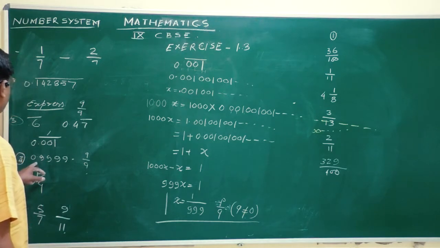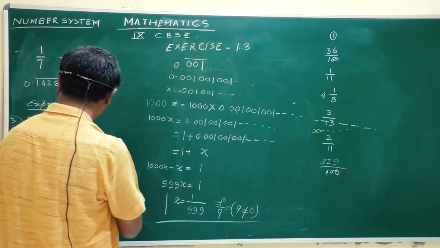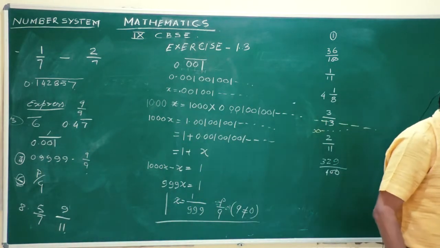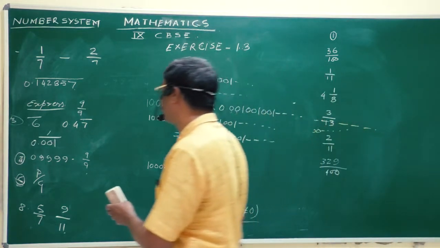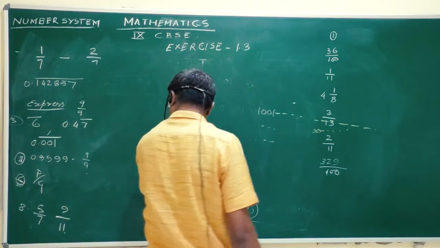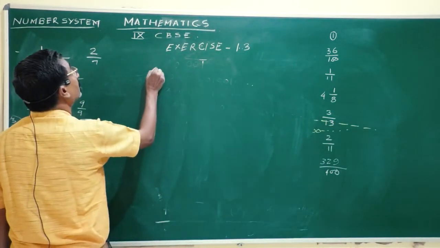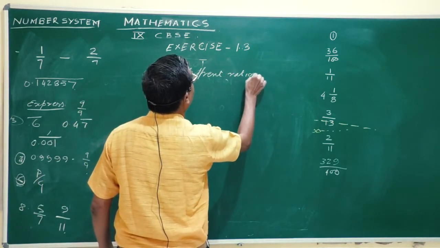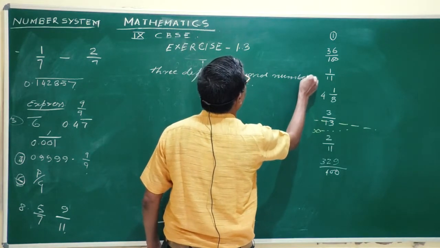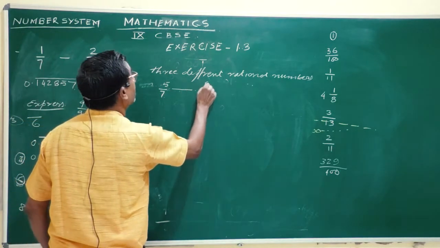Now, next one is again 0.999 bar, so you can solve this one in the form P by Q. Now the question from the book: find 3 different irrational numbers between 5 by 7 and 9 by 11.